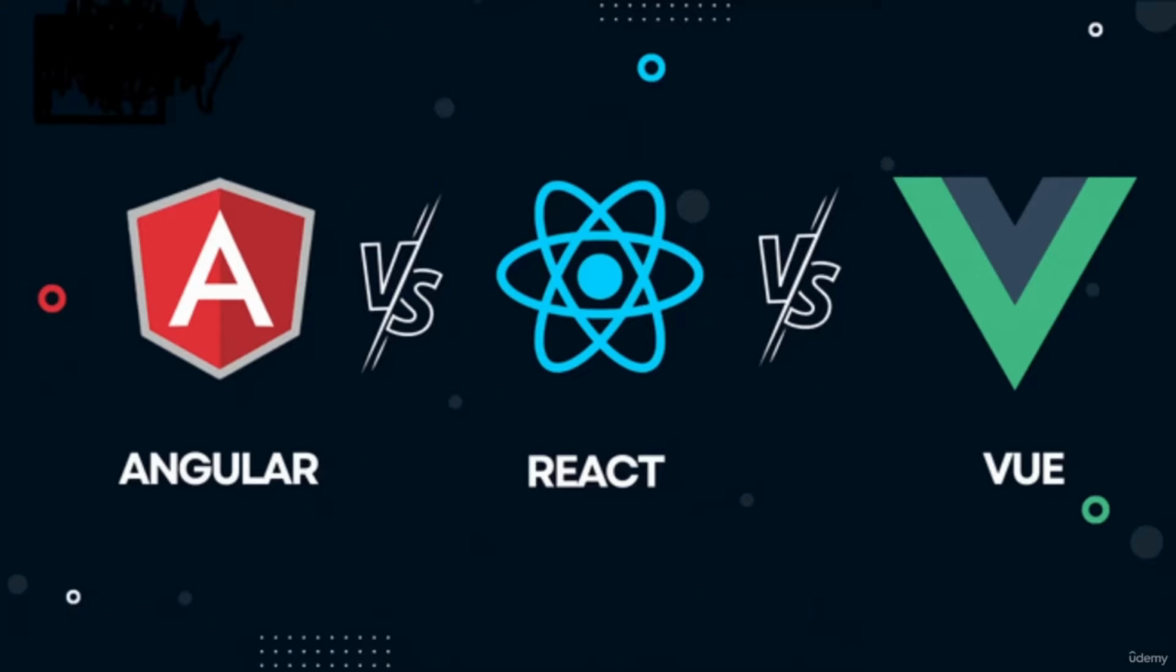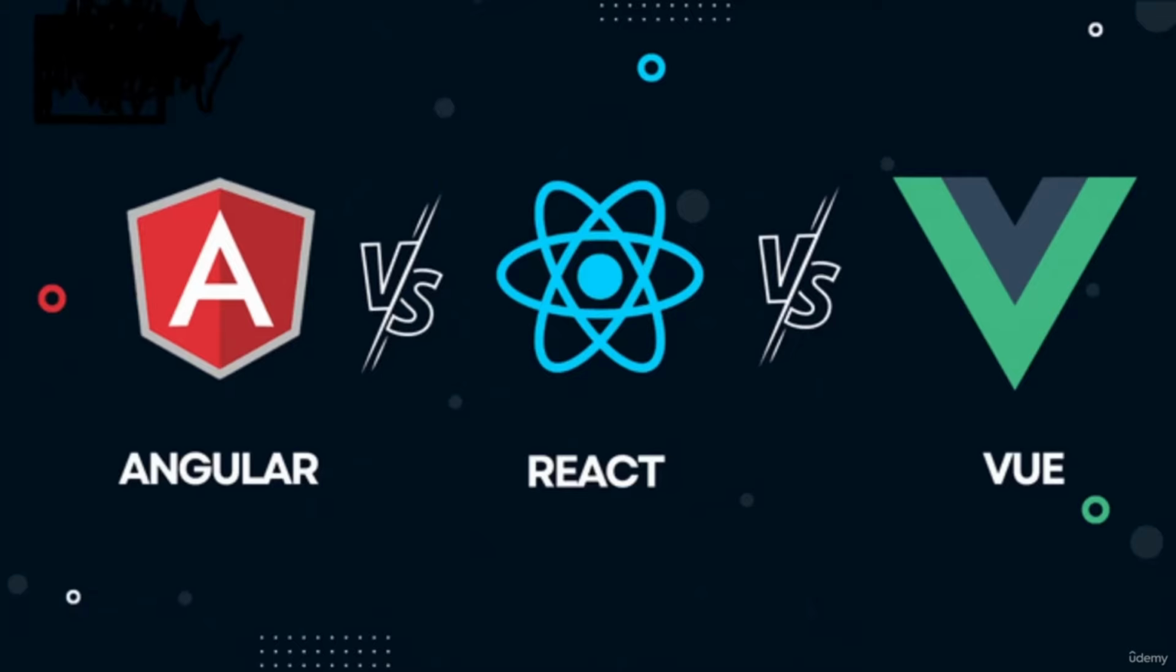So why React? There are so many libraries, but why is React becoming popular? React is very popular because, first of all, it is easy to understand, easy to write code, and easy to implement and debug also. That's why React has been used.